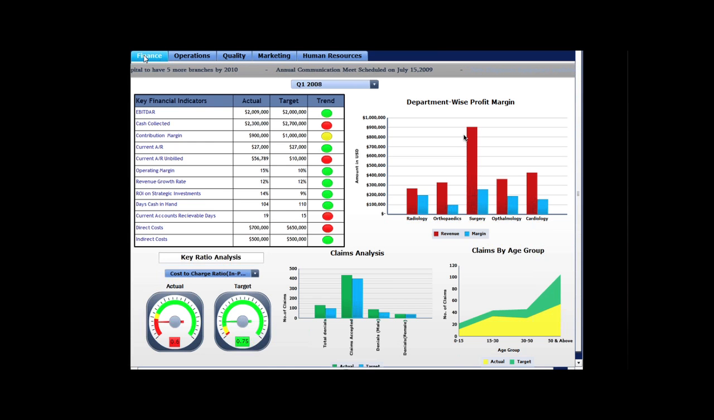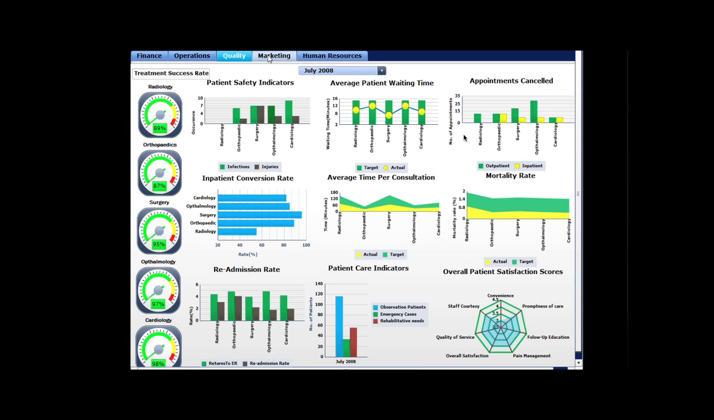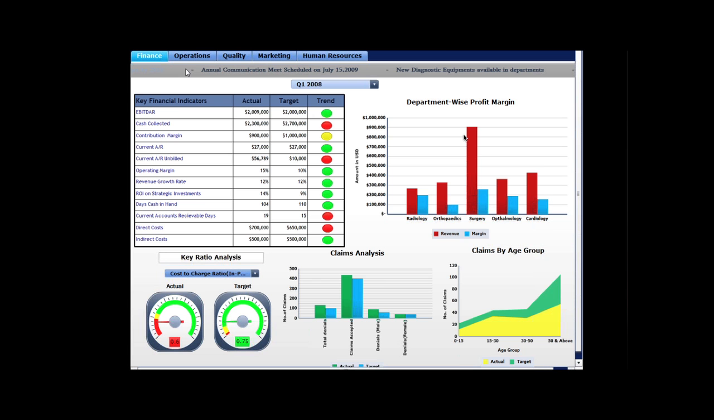Okay, here's an example of a custom macro dashboard just specifically designed for executives. Basically what this dashboard allows is the ability to get data from various sources, various business processes. In this example, you have data coming from finance, operations, quality, marketing, and human resources.